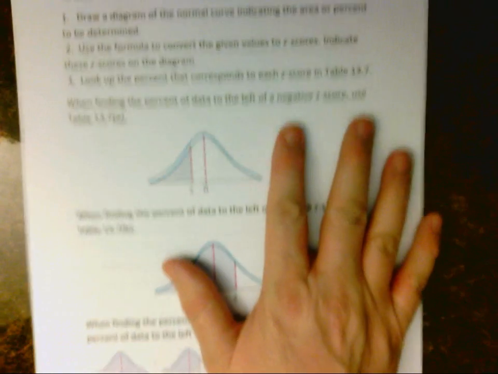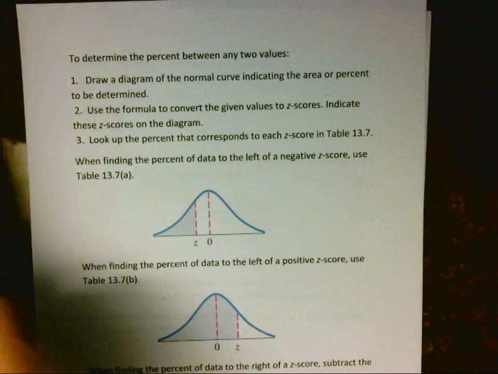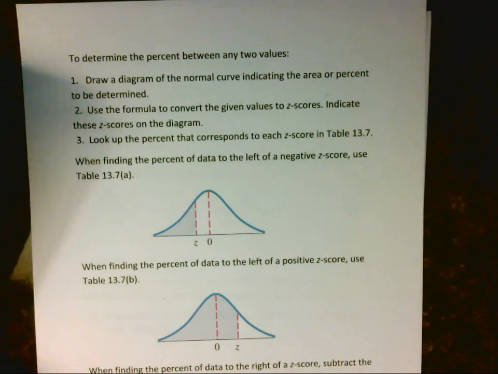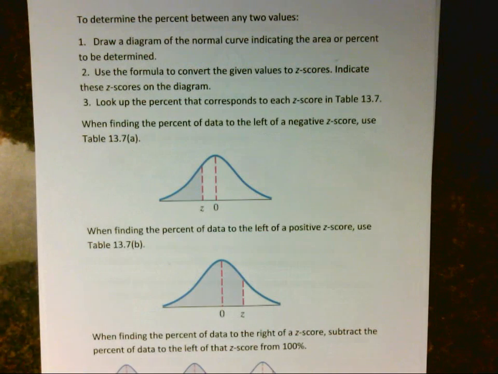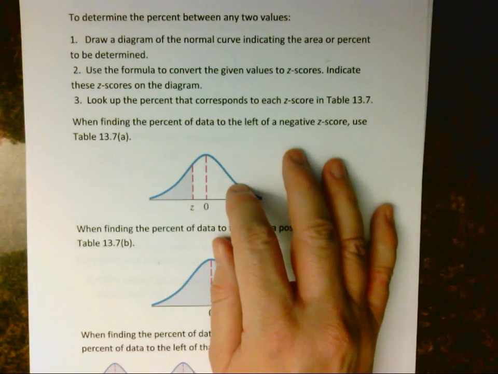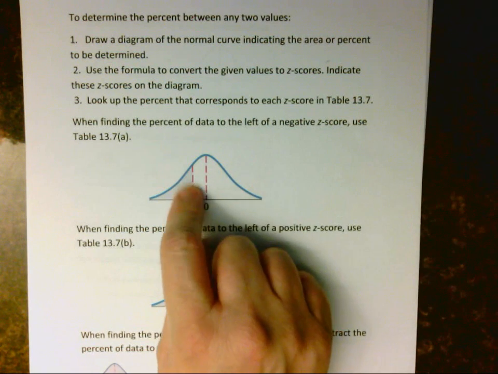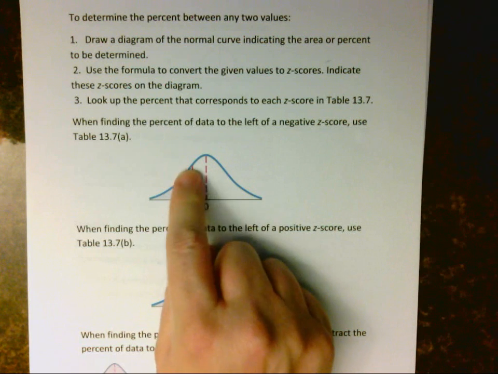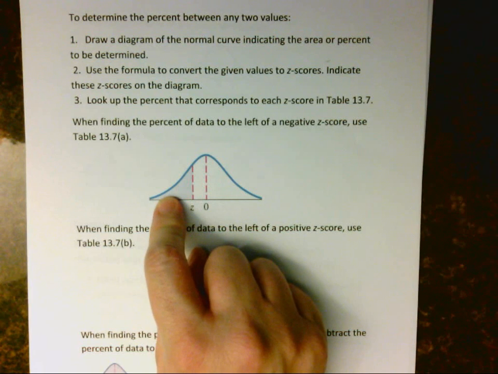So this is the lecture note that needs to come next, and it says how to use those tables. So let's go over that real briefly. To determine the percentile between any two values, draw the diagram of the normal curve. First, I want you to draw a sketch. And indicate the area or the percent to be determined. And think through where you're going to look for the value. So suppose it's right here and you're wanting the percent that's below that cutoff. What percentage would be below that? Use your formula to convert to the given z-score.